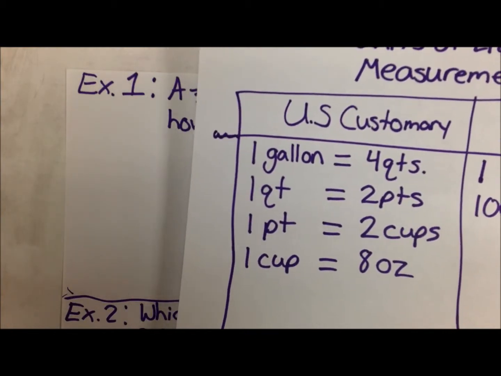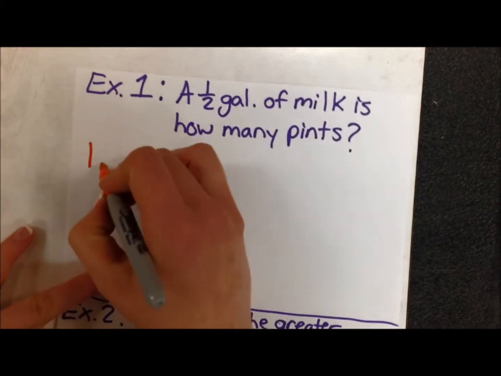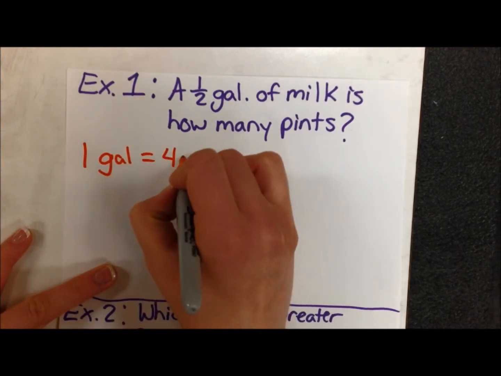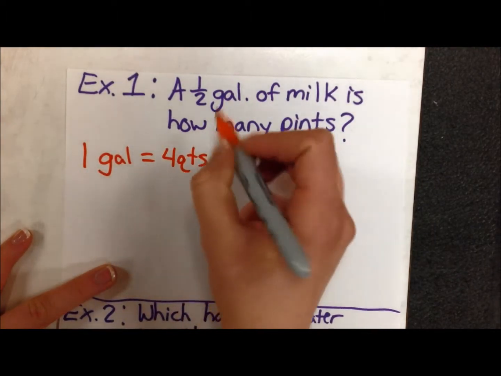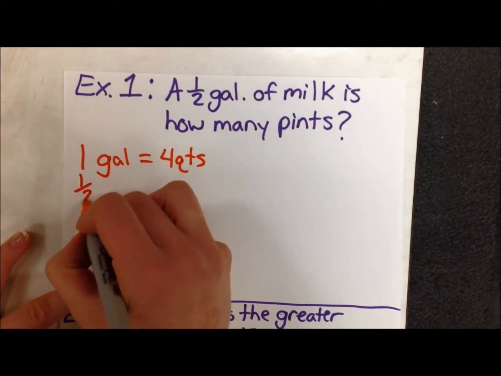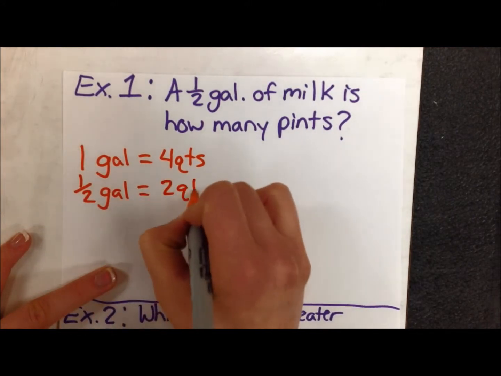We know that 1 gallon equals 4 quarts. So I'm going to write that down to start off with. I know that 1 gallon is equal to 4 quarts. But I have a half gallon. So that means a half gallon will be equal to 2 quarts.